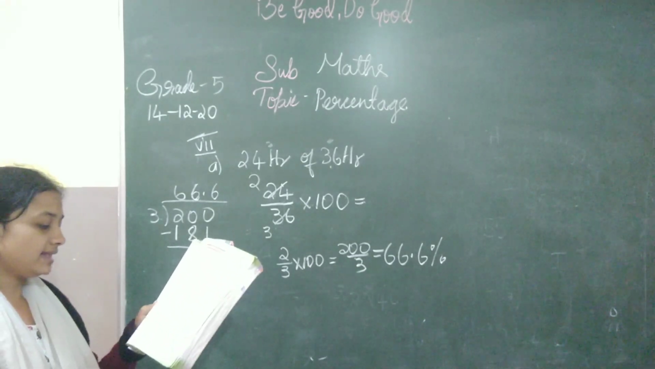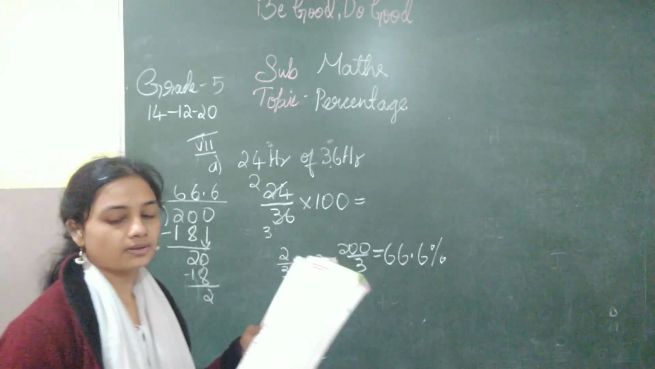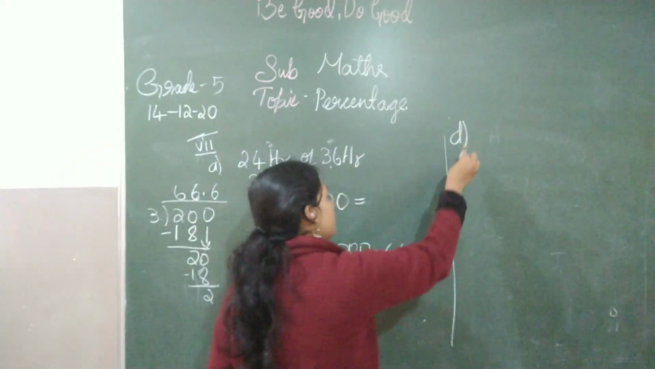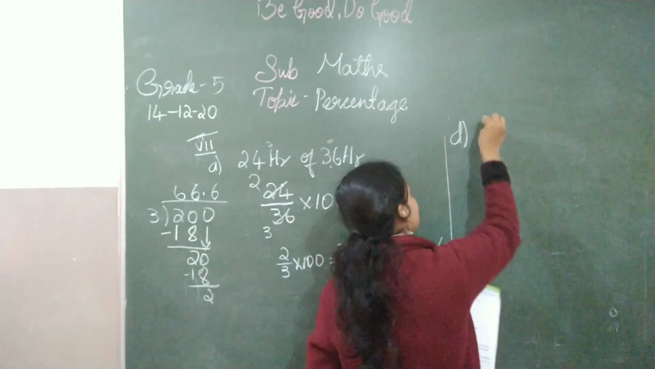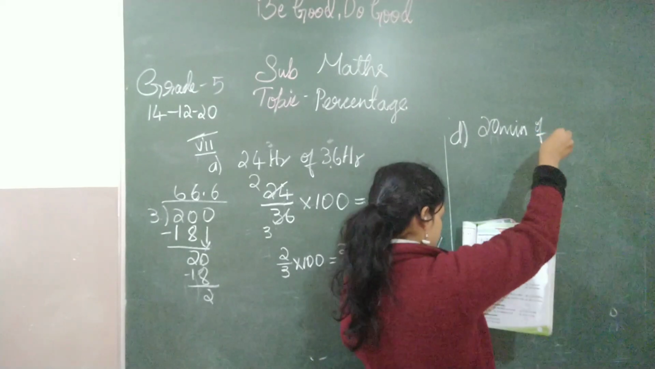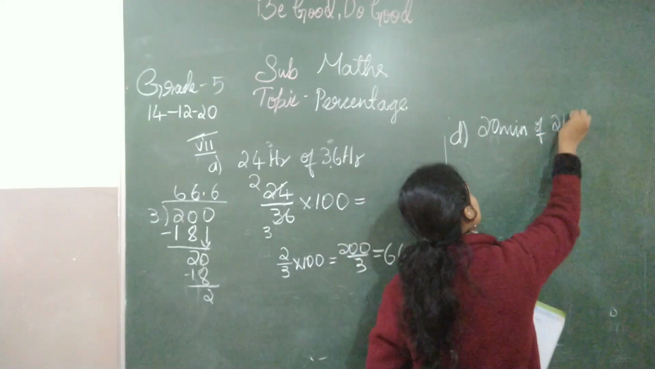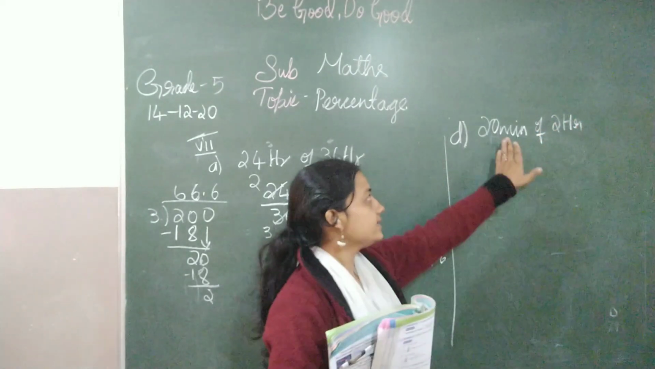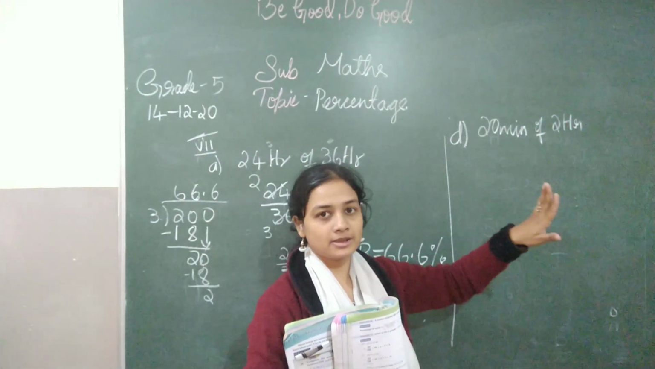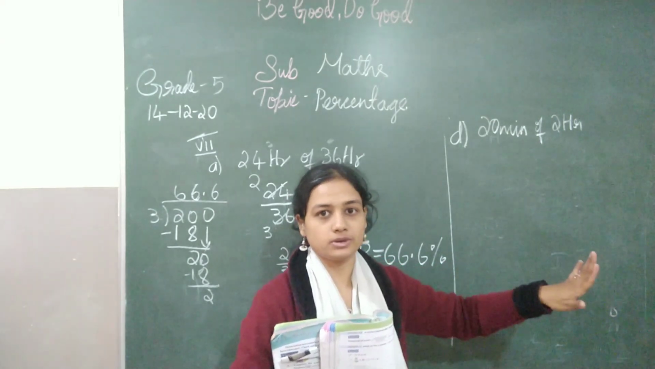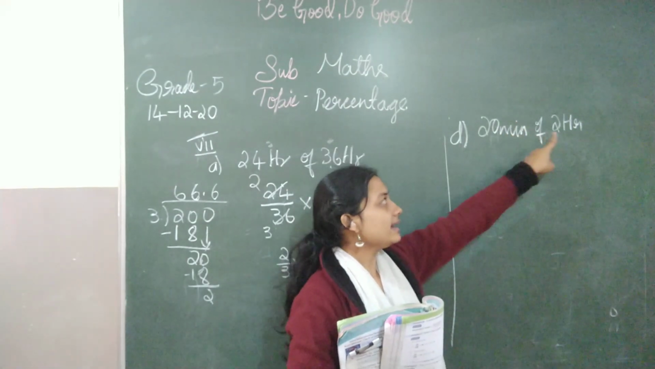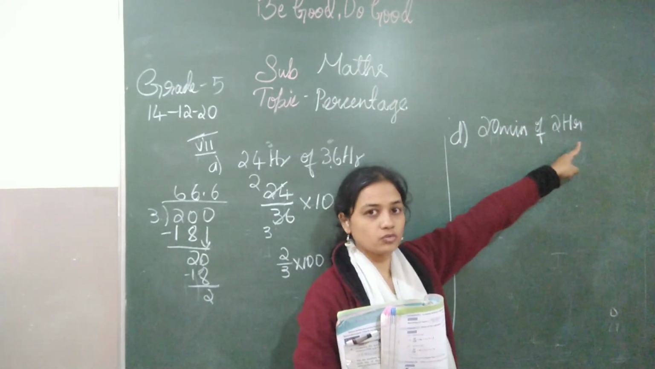So I show you one more sum. Let me take the D sum, which is a little different. Where D sum has 20 minutes of 2 hours. If you see here, it is in minutes and this is in hours. When it is like this, we cannot do any mathematical operation, so both should be in the same unit. So I can convert hours into minutes. I know how to convert it.